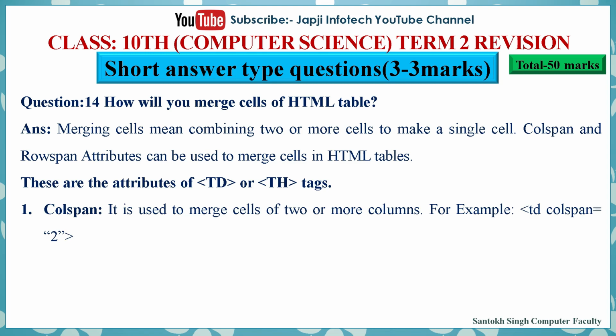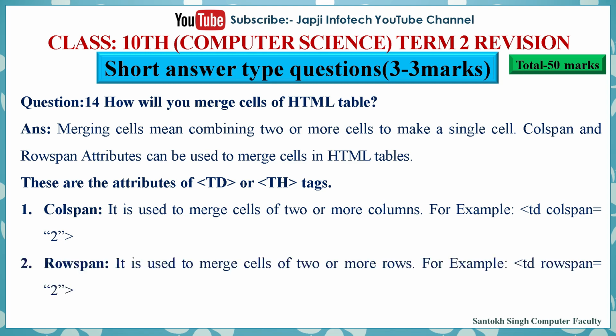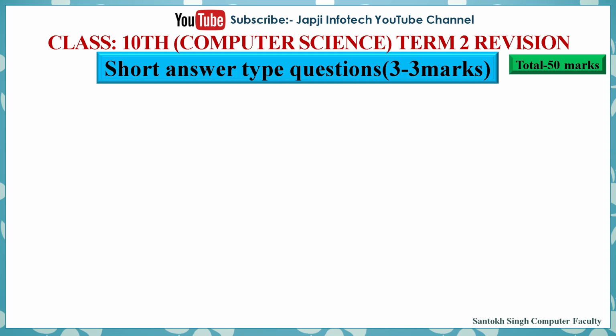For example, td space colspan equal to, in the double quotation marks, write the size, that is 2. Similarly, the second one is rowspan. It is used to merge cells of two or more rows. For example, left angle bracket td then space rowspan equal to, in the double quotes, write the number of cells you want to span, that is 2.